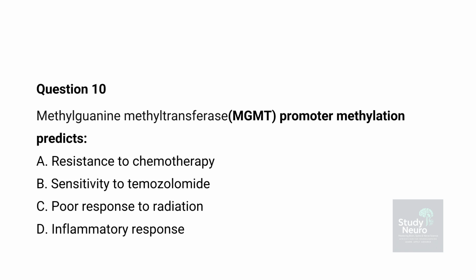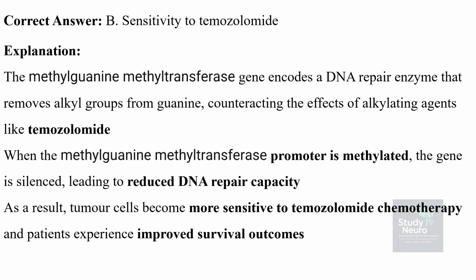Question 10. Methylguanine methyltransferase, MGMT, promoter methylation predicts A. Resistance to chemotherapy, B. Sensitivity to temozolomide, C. Poor response to radiation, D. Inflammatory response. The correct answer is sensitivity to temozolomide.